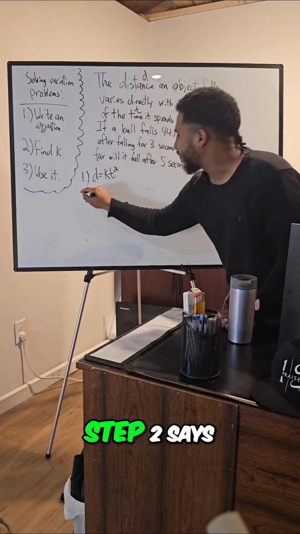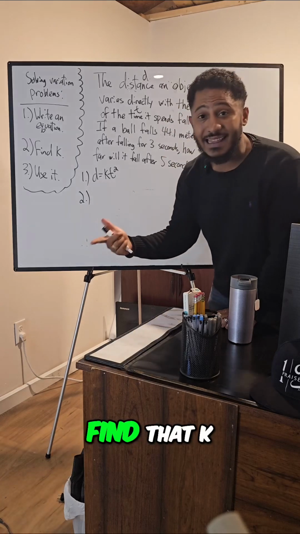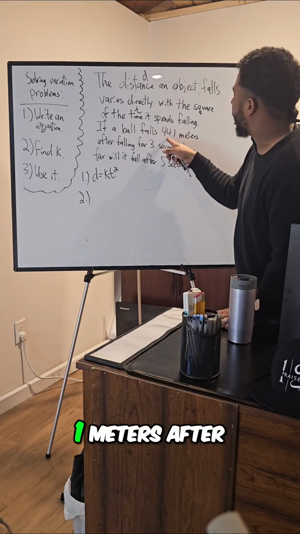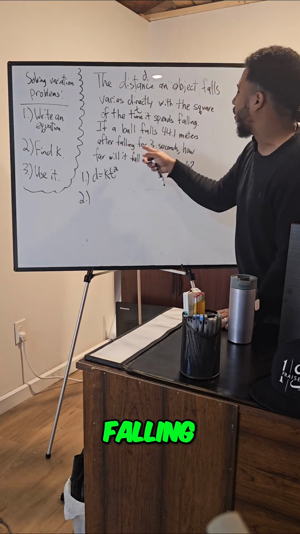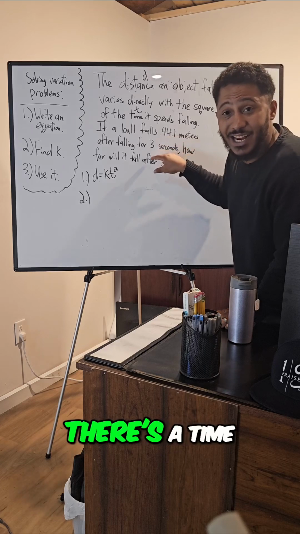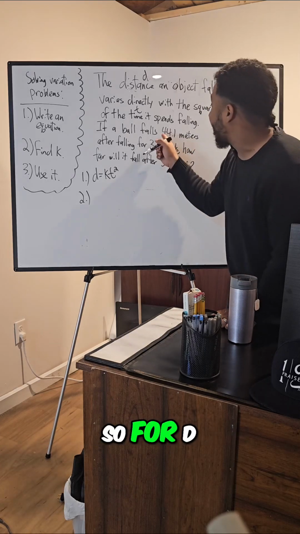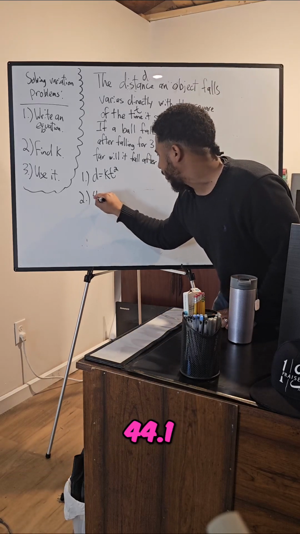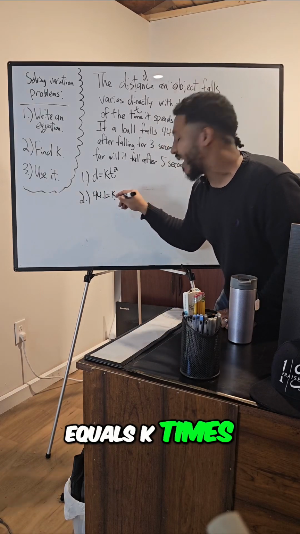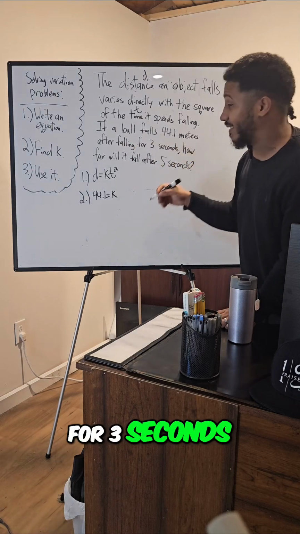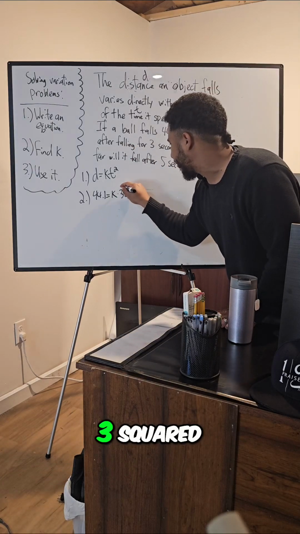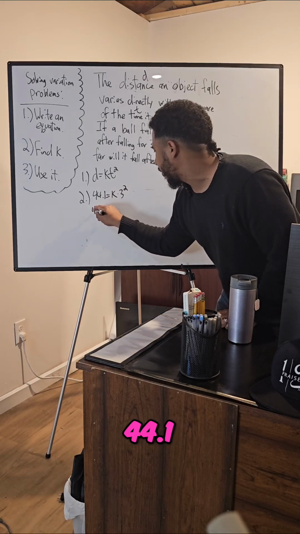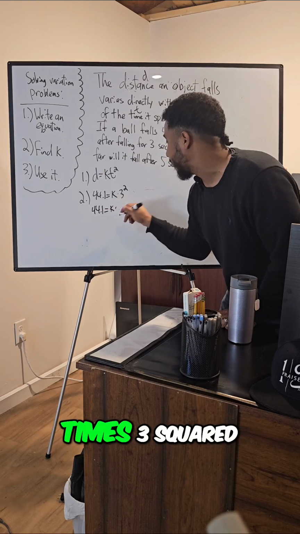Okay, write an equation. Step 2 says, now we have to find that k. And how we find it, let's use some information in the problem. It says if a ball falls 44.1 meters after falling for 3 seconds, there's a distance, there's a time, use it to find k. So for D, if a ball falls 44.1 meters, there's our D, 44.1 equals k times, after falling for 3 seconds, there's our time, so times 3 squared. Okay. So now we find k. Use this to find k. Got it. 44.1 equals k times 3 squared is 9.